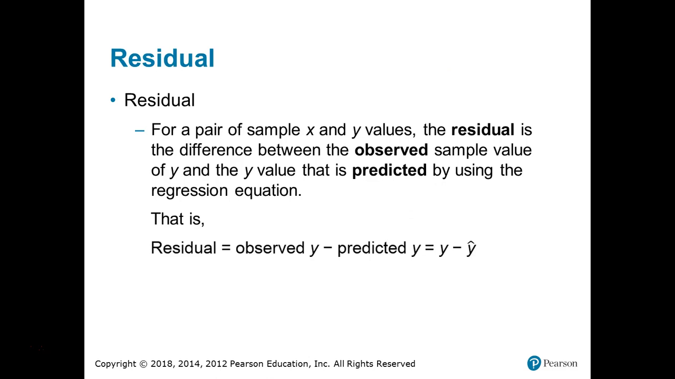And the final concept is residual. Okay, what's residual? So for a pair of sample x and y values, the residual is the difference between the observed and the predicted. What do I mean by that? Residual equals the observed y minus the predicted y. Observed being what the actual data says, the predicted being what the equation suggests the y might be. And that's given by this equation right here, y minus y hat.